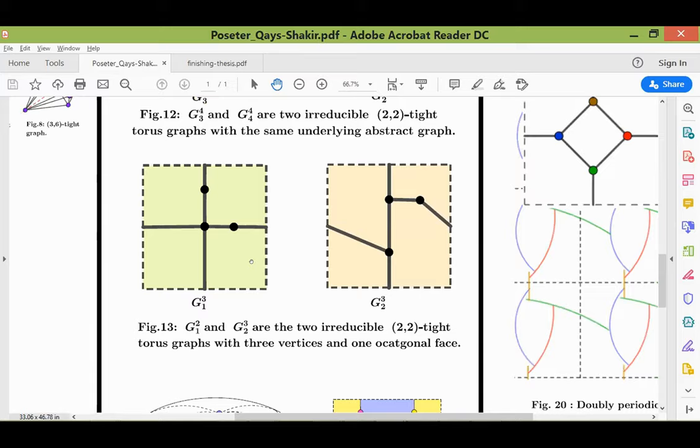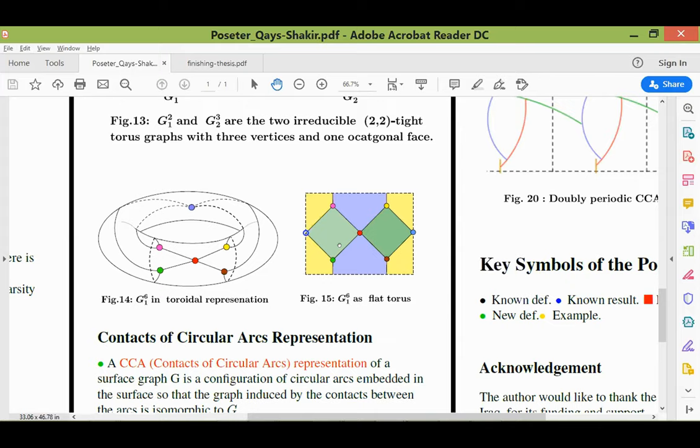Also, I have here an example of an irreducible graph with 6 vertices. And here you can see we have 2 quadrilateral faces. And I mentioned before one of our main results saying that an irreducible graph will have at most 2 quadrilateral faces. So by finding all the irreducible graphs, we end the project. And I can show you some of these irreducible graphs.